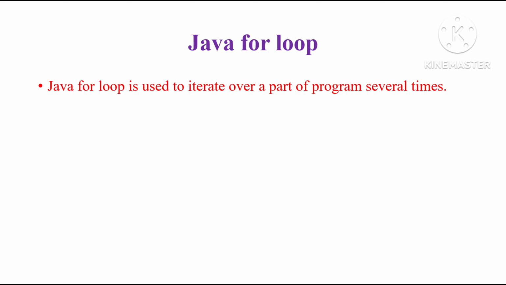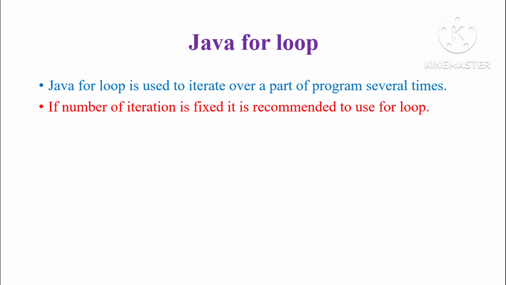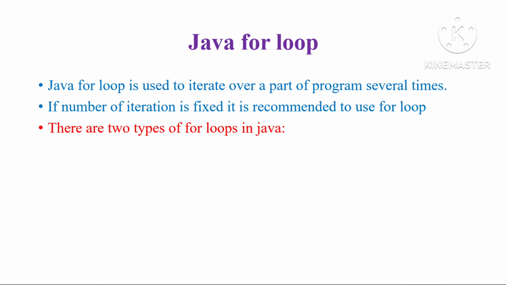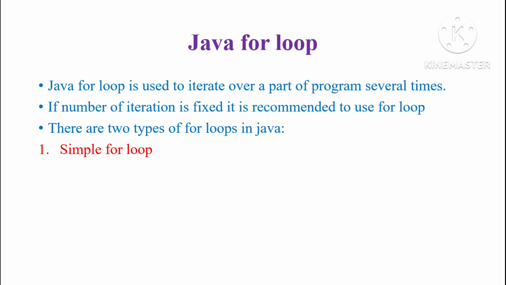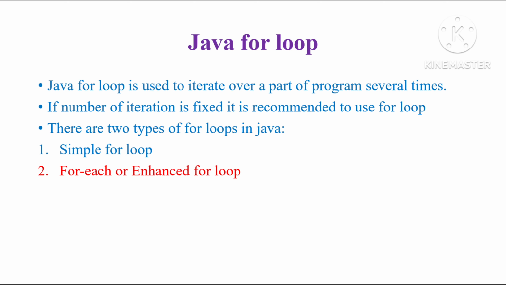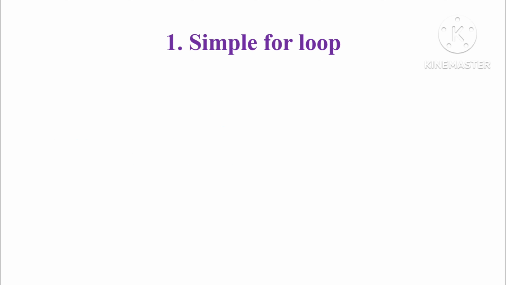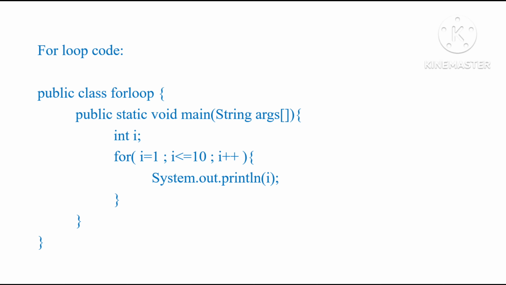So, for loop is used to iterate over a part of a program several times. If the number of iterations is fixed, it is recommended to use for loop because for loop is very easy to implement compared to all other types of loops. There are two types of for loops in Java: simple for loop and for each or enhanced for loop. Let's see the explanation of what is simple for loop along with an example so that you will understand it better.